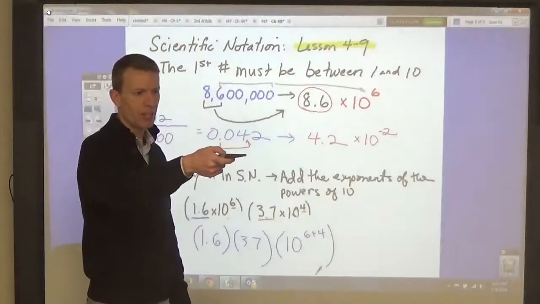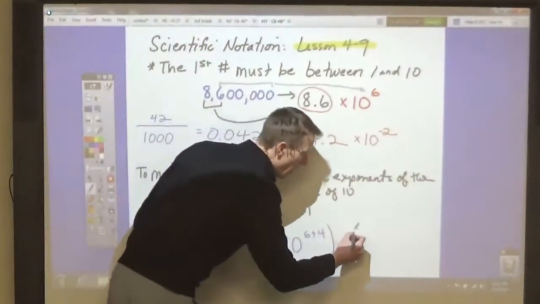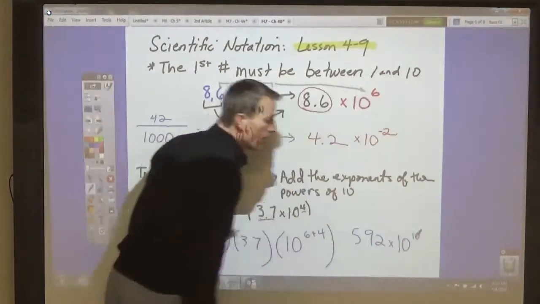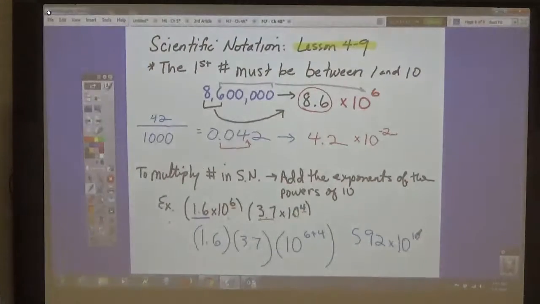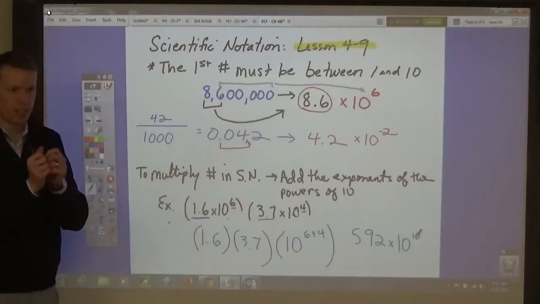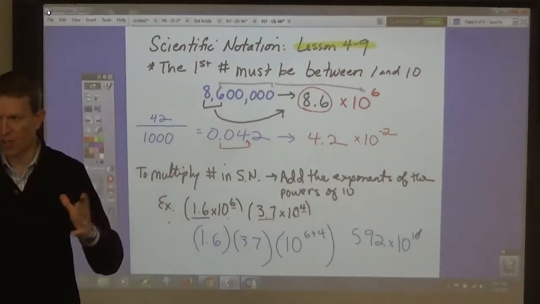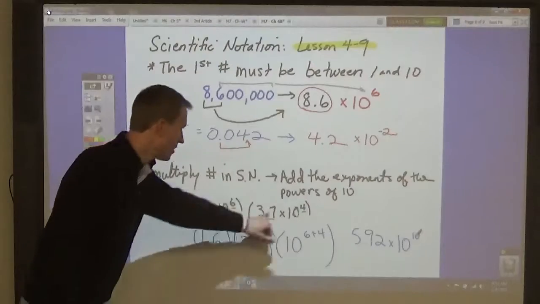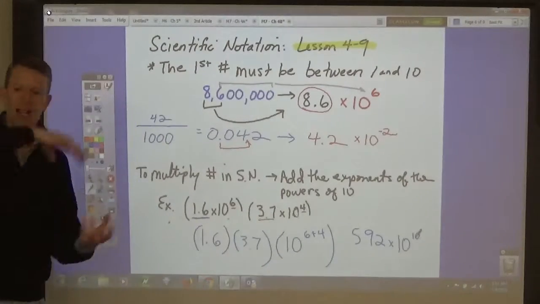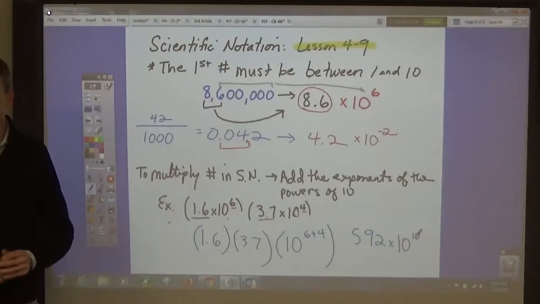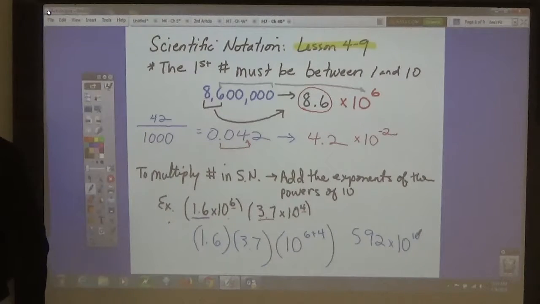Do you agree with him, Katie? Yeah. 5.92 times 10 to the 10th power. Okay, that's a lot easier than doing 1.6 times 10 to the 6th and then putting that back into standard notation and then multiplying it times this in standard notation and then putting it back into scientific notation. We can use maths to do it. Okay? 2 plus 2 is 4.